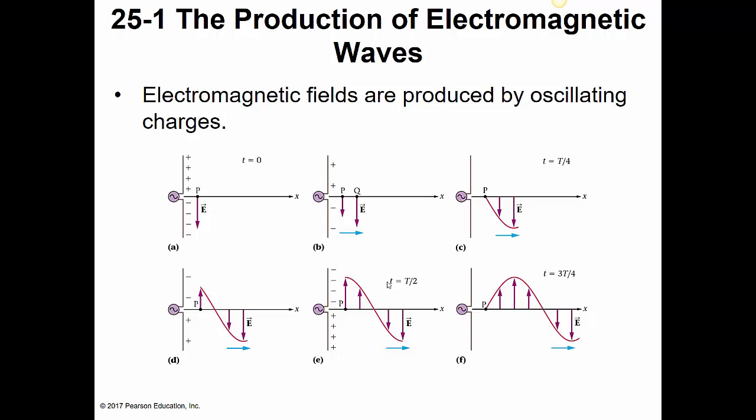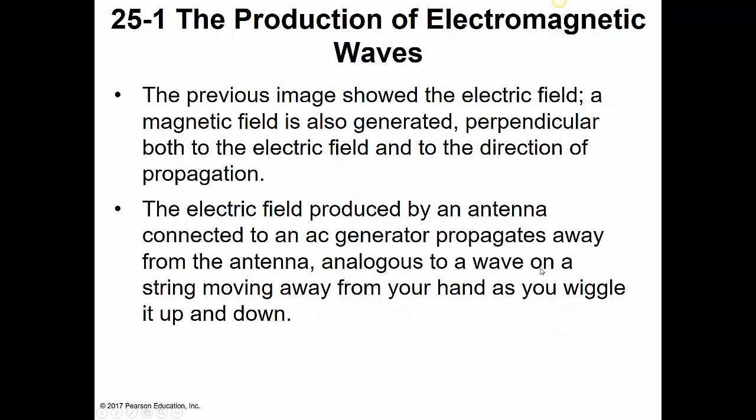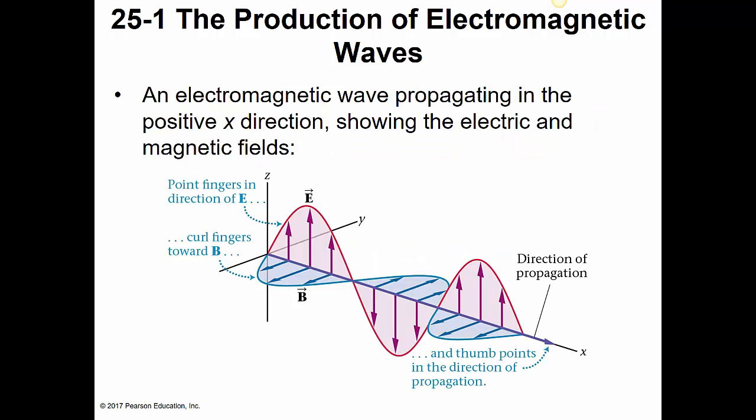The change in electric flux as it oscillates up and down will produce a magnetic field that is perpendicular to the electric field. The electric field produced by, say, an antenna connected to an AC generator propagates this way, away from the antenna, analogous to a wave on a string moving away from your hand as you wiggle it up and down. The result is what we call an electromagnetic wave. Notice that the electric field is vibrating up and down, and the magnetic field is forming perpendicular to that, vibrating left and right.